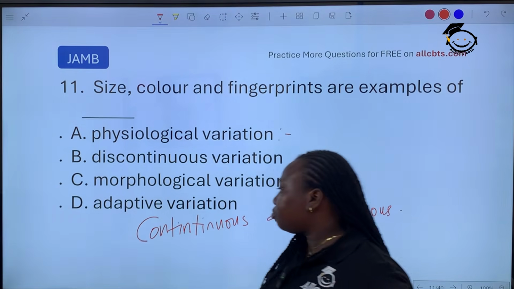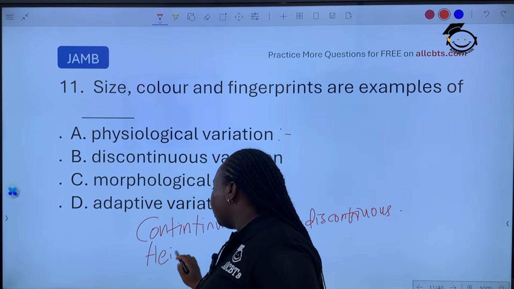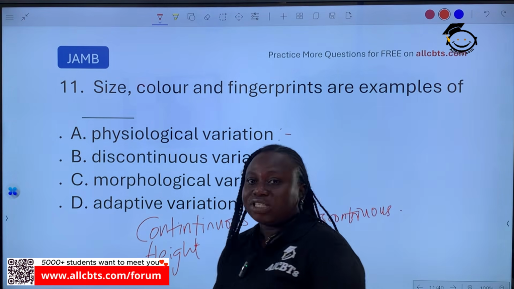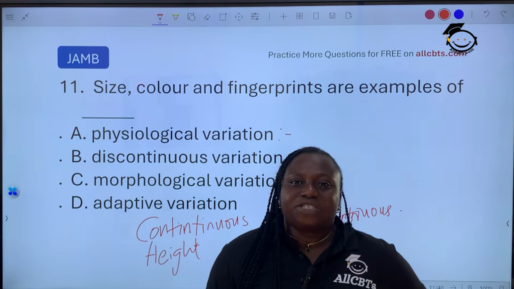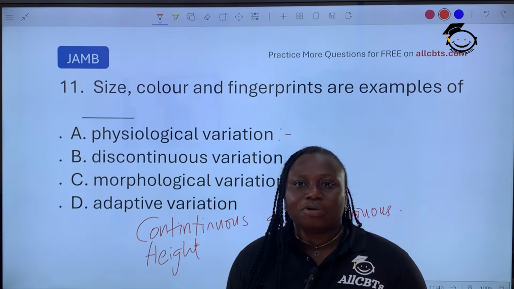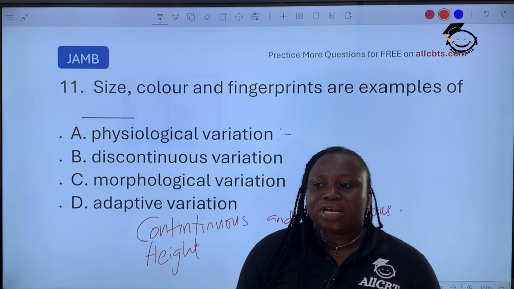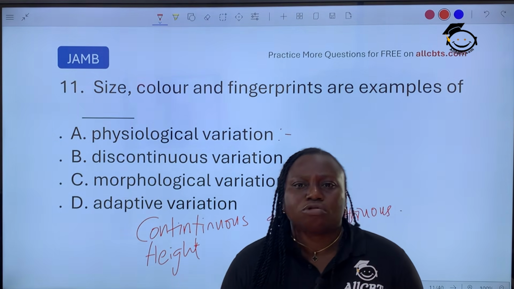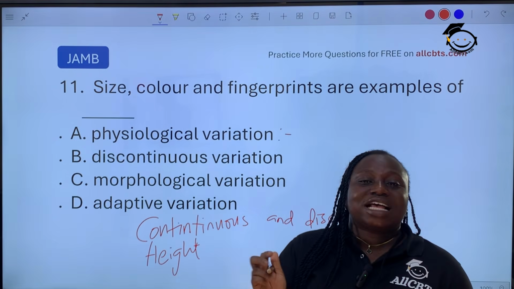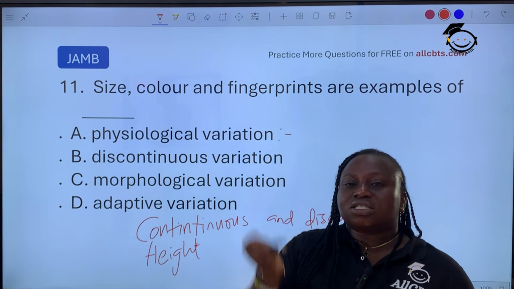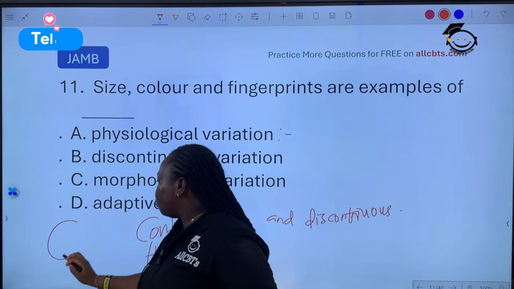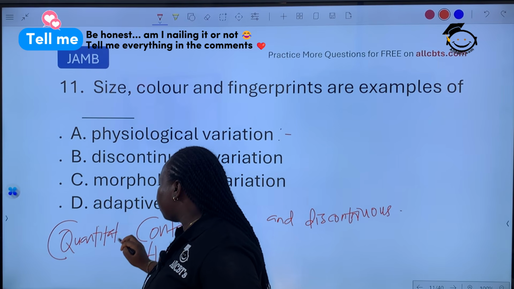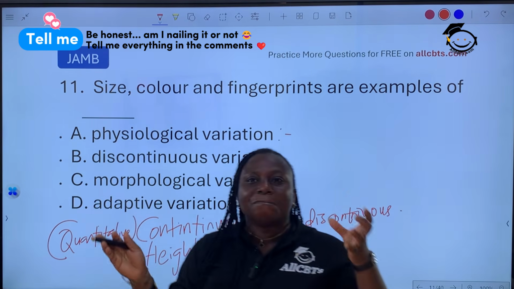For example, let's look at height. You cannot say that it's either this person is tall or short. Somebody can be averagely tall, somebody can be averagely short, somebody can be very short. That's why we even have a scale to measure it. It is quantitative. It's something that we can measure.